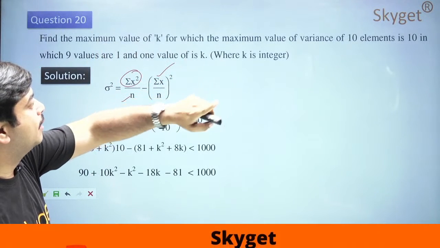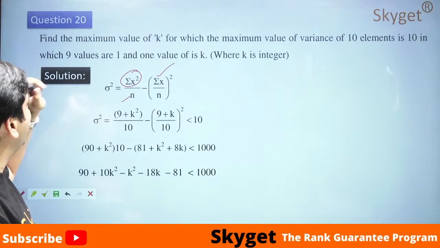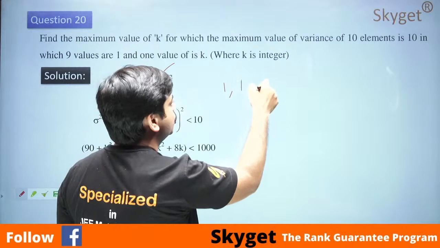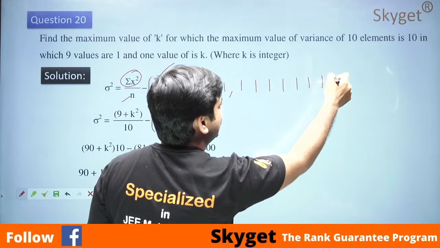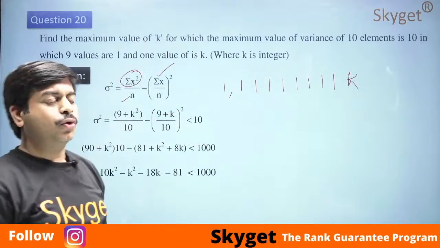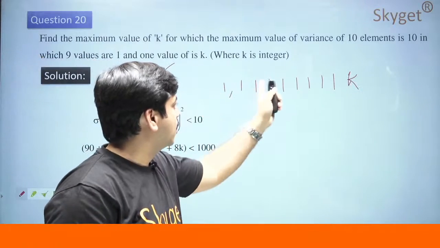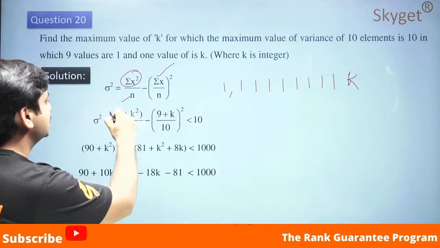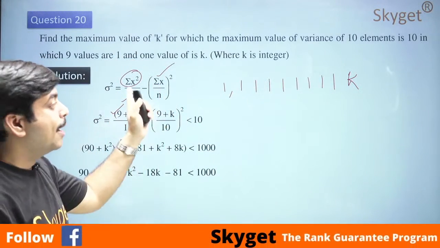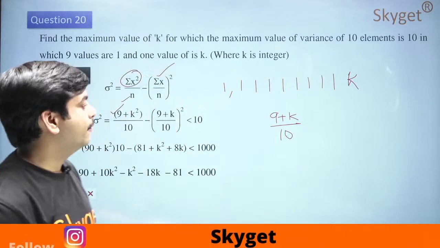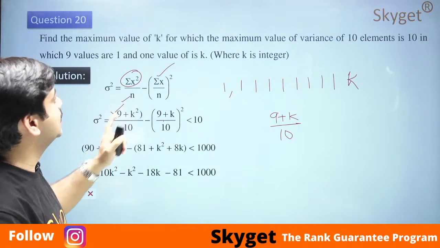The maximum value of variance of 10 elements is 10, in which 9 values are 1 and 1 value is k. What are the 10 values? 9 values are 1, 1, 1, 1, 1, 1, 1, 1, 1, and the other value is k. So what is the sum of squares? 1 square, 1 square, all this gives 9, so 9 plus k square, divided by 10, minus the square of the mean, which is (9 plus k) by 10. Okay, so this is what was given.